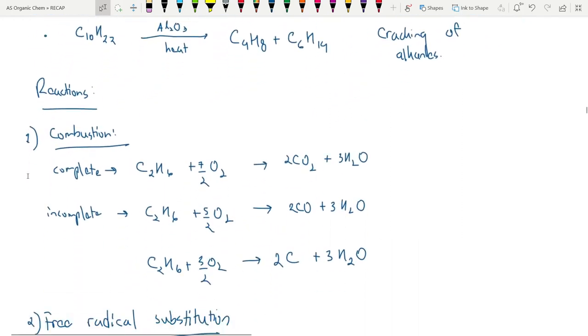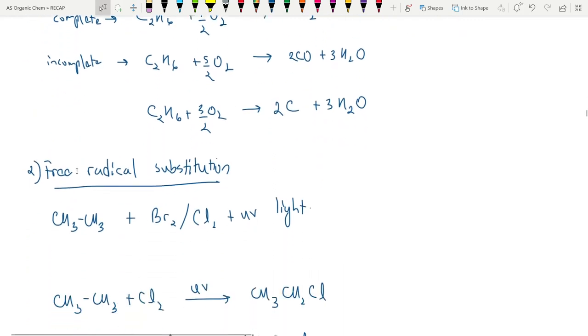They have a few reactions. They can undergo combustion, which is of two types, complete and incomplete. In complete combustion, we get carbon dioxide and water. You can balance this, it's pretty simple. And in incomplete combustion, due to lack of oxygen, we can either get carbon monoxide, which is a harmful gas, it binds to hemoglobin irreversibly, or we can get soot, just carbon, when we have very little oxygen present.